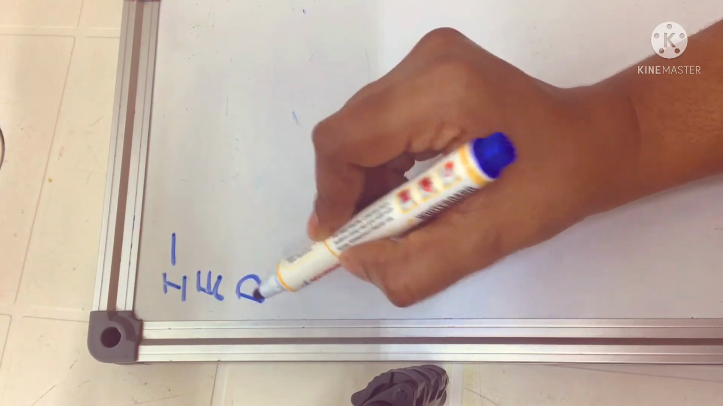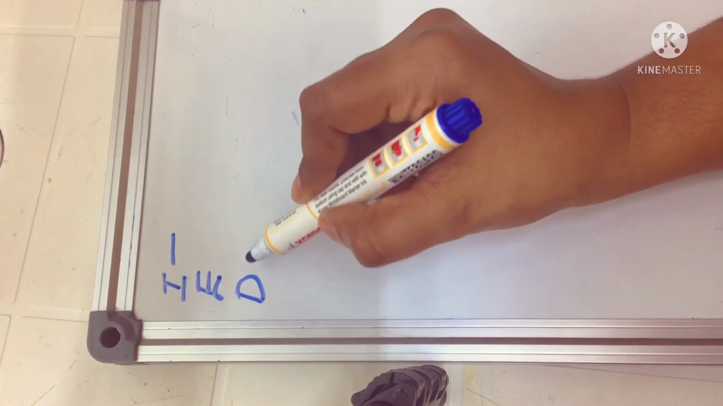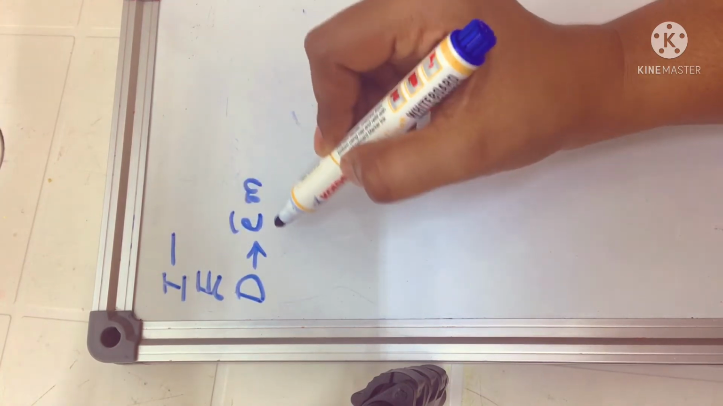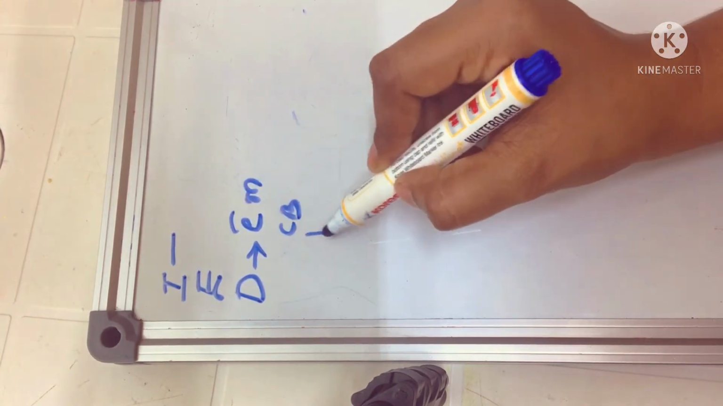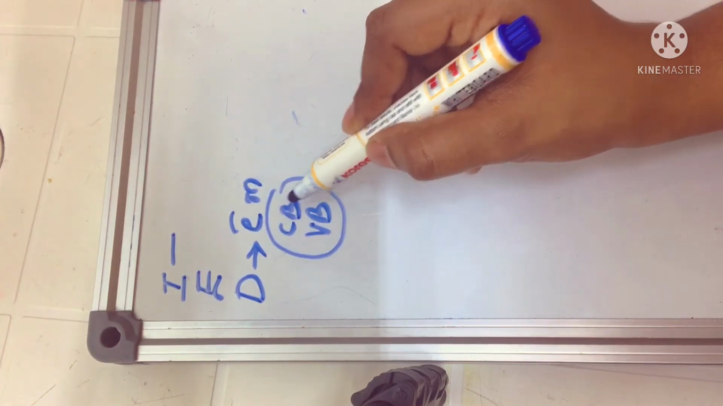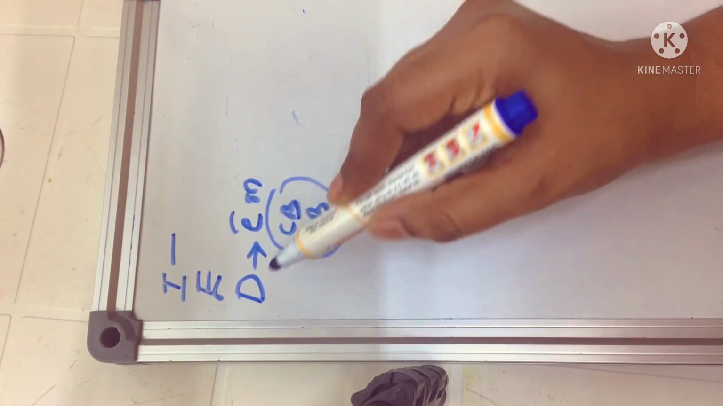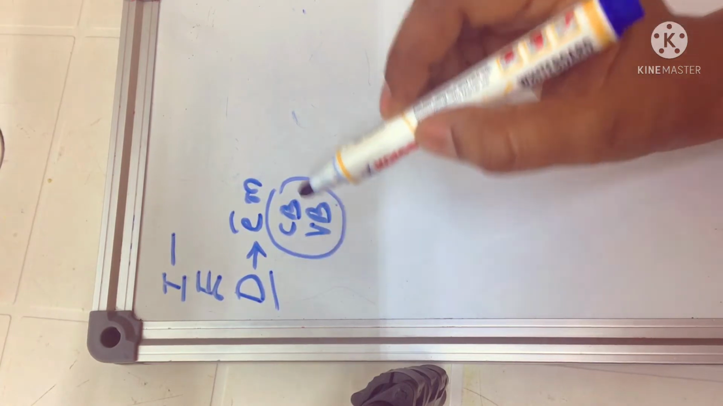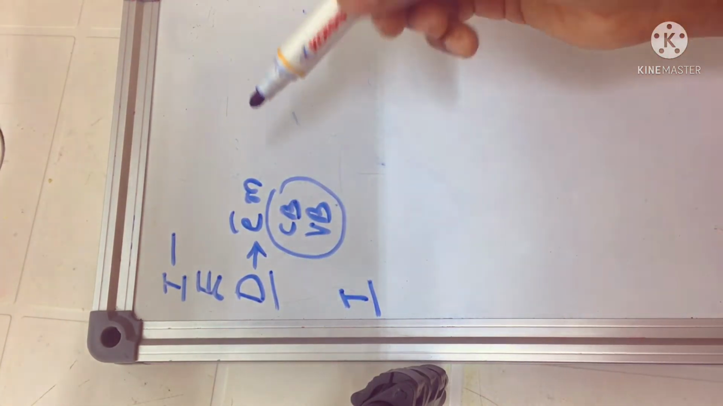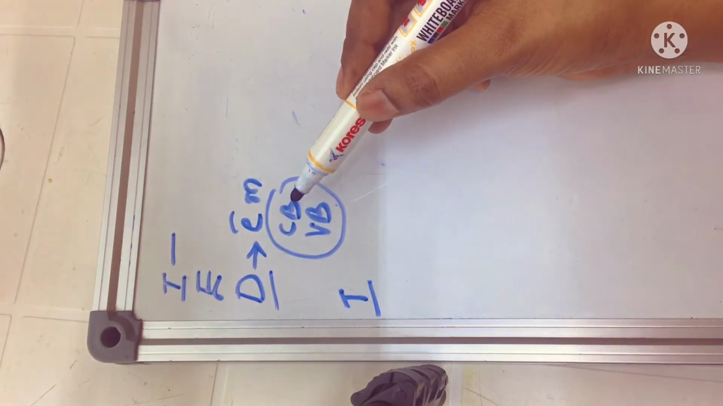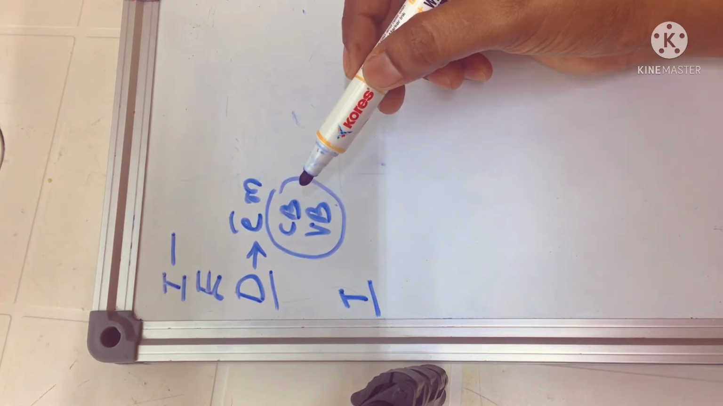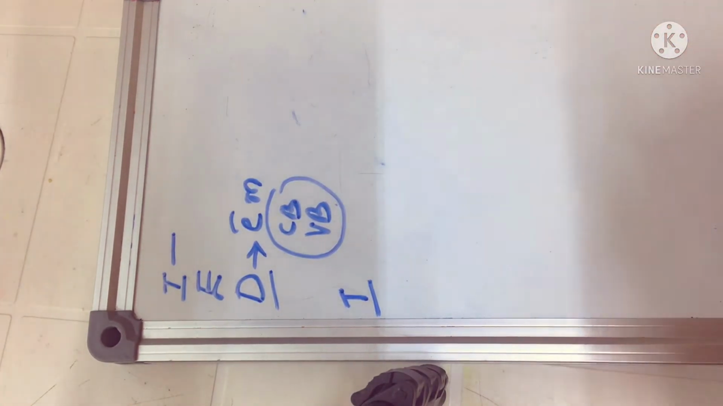What is a direct band gap semiconductor? In a direct band gap semiconductor, the electron momentum of the conduction band and valence band are the same. If the electron momentum of the conduction band and valence band are the same, then it is called a direct band gap semiconductor. Then what are indirect band gap semiconductors? If the electron momentum of the conduction band and valence band are different, then it is called an indirect band gap semiconductor.